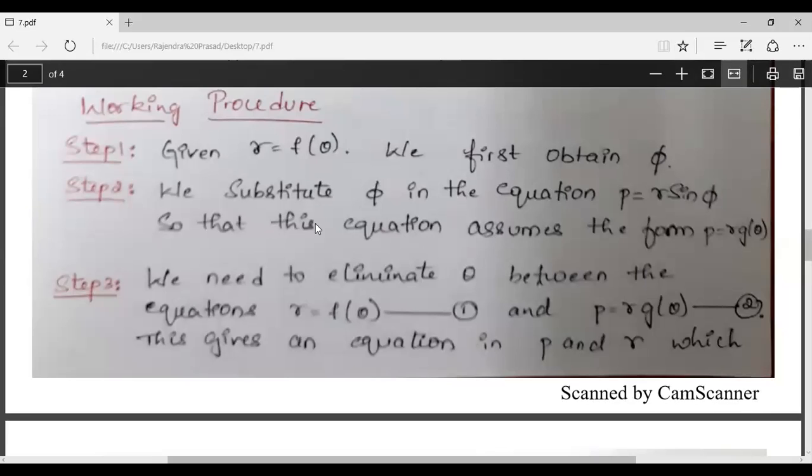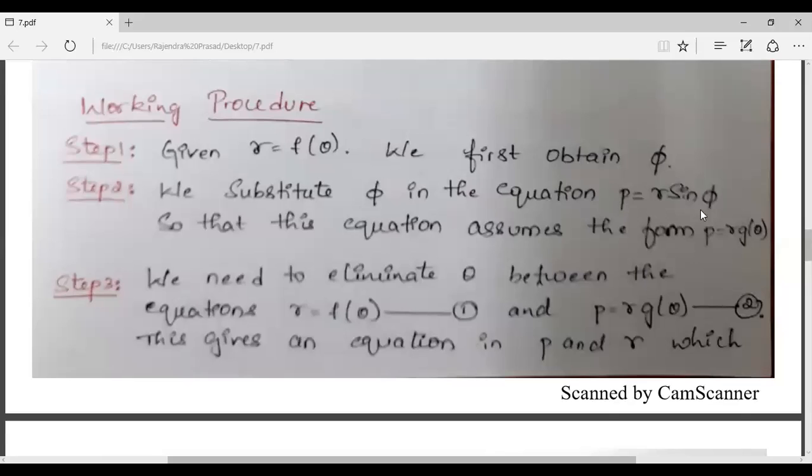In step 2, we substitute psi in the equation p is equal to r sin psi. Already we have the equation p is equal to r sin psi, which is the pedal equation. We have to find psi in step number 1. In step number 2, we substitute psi in the equation p is equal to r sin psi. Then this equation becomes p is equal to r into g of theta.